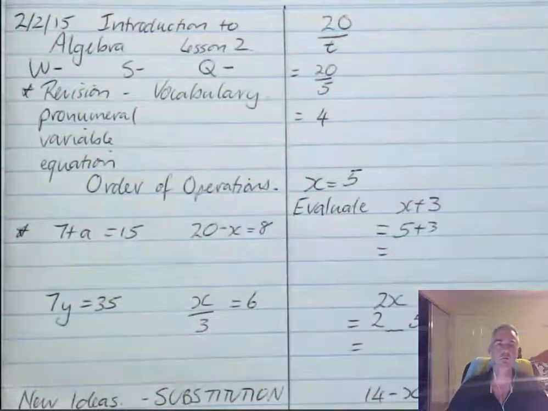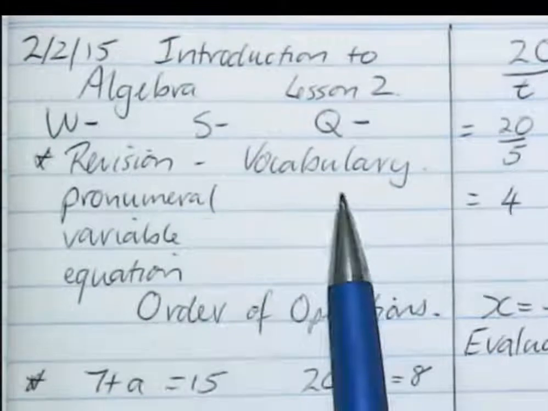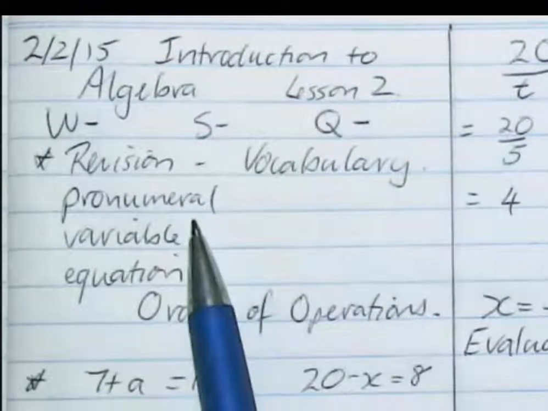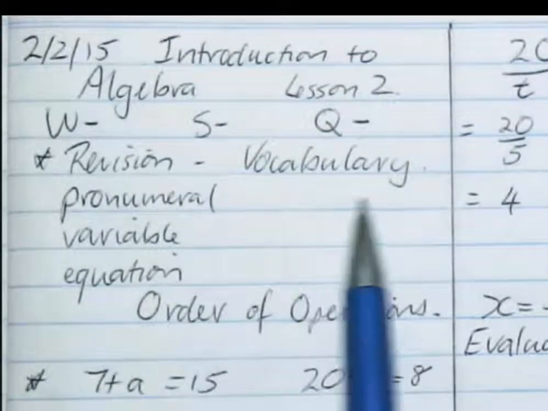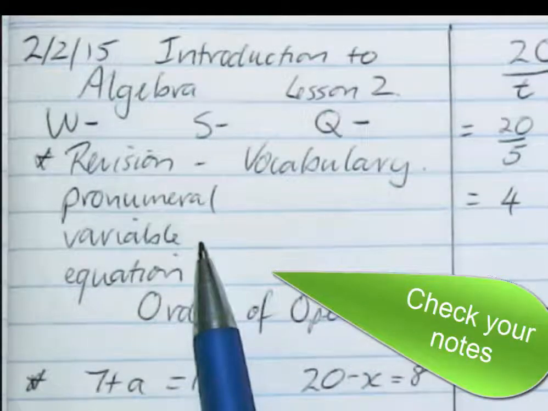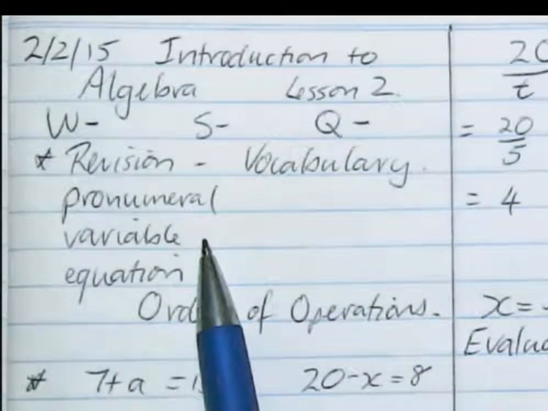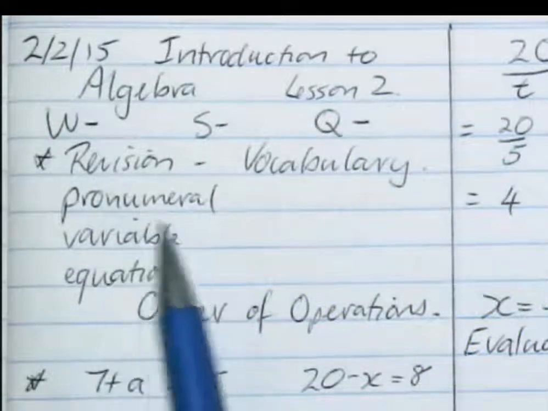Alright, quick bit of revision from our previous lesson. Some of the vocabulary, some of the words that we were having. Pronumeral, what does that mean? A letter in place of a number. Variable, also another name for pronumeral, one of those letters that will take the place of the number that we have. A variable means that it could change.